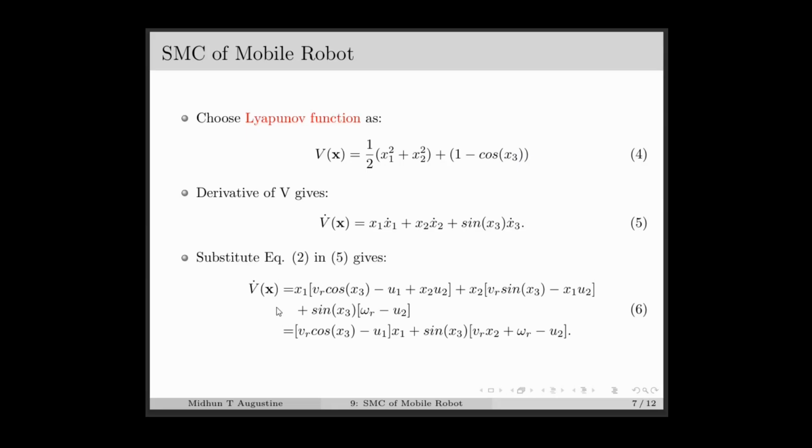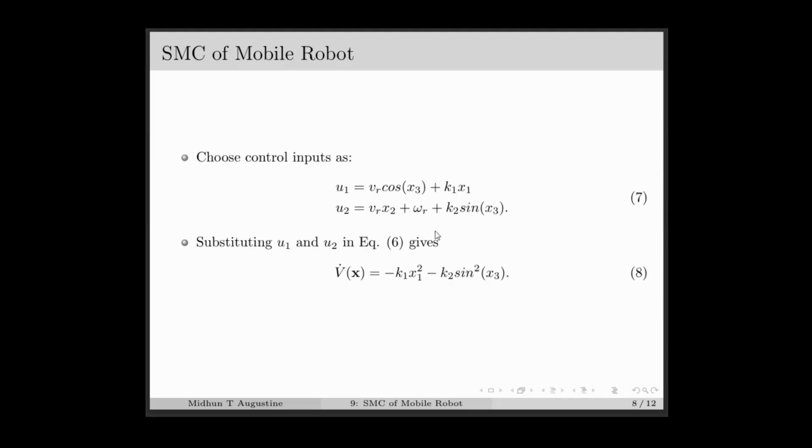Now in order to make V dot of x negative definite, we have to select u1 and u2 accordingly. Here we select u1 and u2 as in equation number 7, and now by substituting this in the equation for V dot, we obtain V dot of x as in equation number 8. Here we can observe that this is a negative definite function. Therefore, if we select the gains k1 and k2 as positive, we can make V dot of x negative definite, and thereby the stability of the states can be ensured.